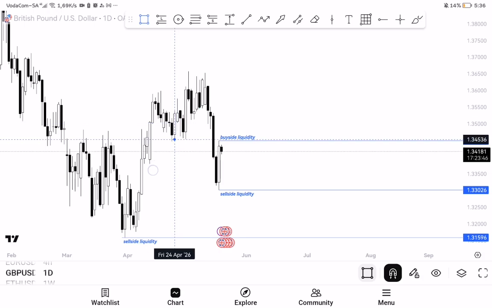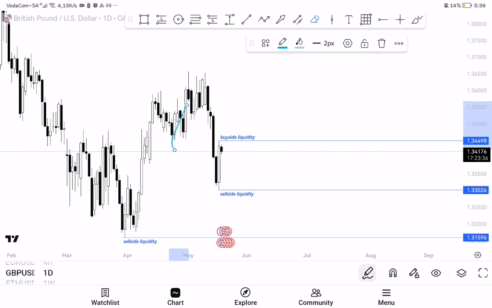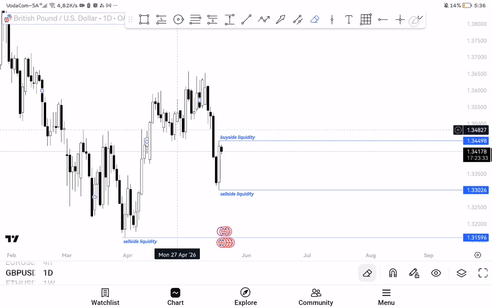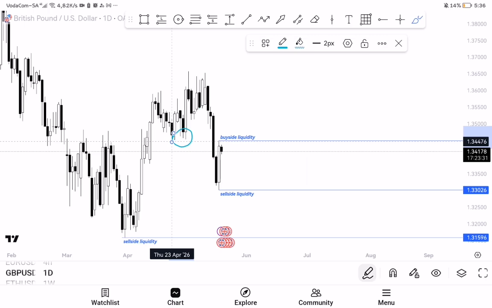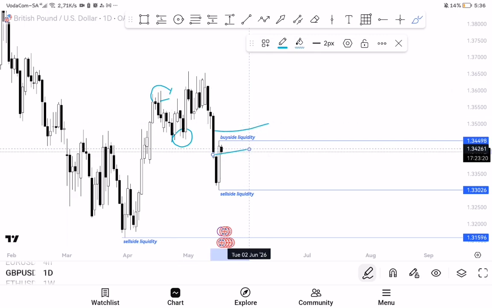So this is the structure that was broken here. Let me use this. So it broke structure here. It broke those lows. You can see how we swept the liquidity here. Okay, so break of structure, and then we have this gap here. So I'm going to monitor how price is going to close relative to this gap as stated in the journal.